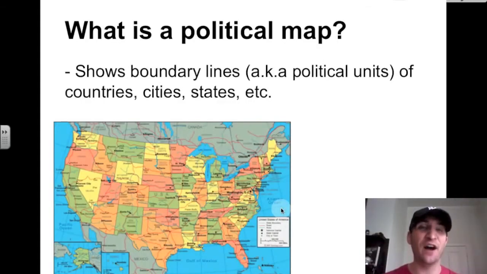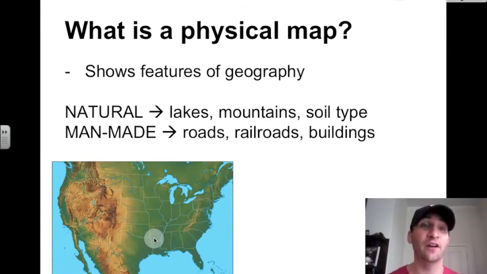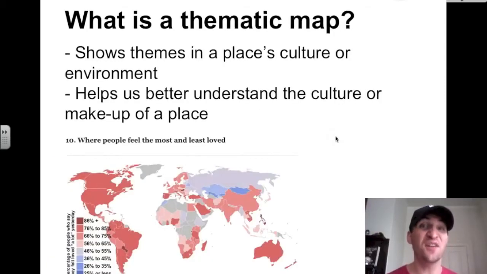Let's step back and define some basic terms about maps. What is a political map? An example is here of the United States. A political map shows boundary lines, aka political units of countries, cities, states, etc. What is a physical map? A physical map shows features of geography. These features could be natural, like lakes, mountains, the soil type, or they could be man-made, like roads, railroads, buildings. That's a physical map.